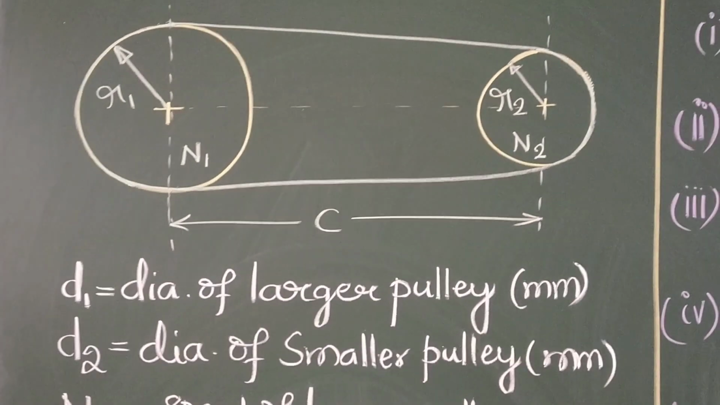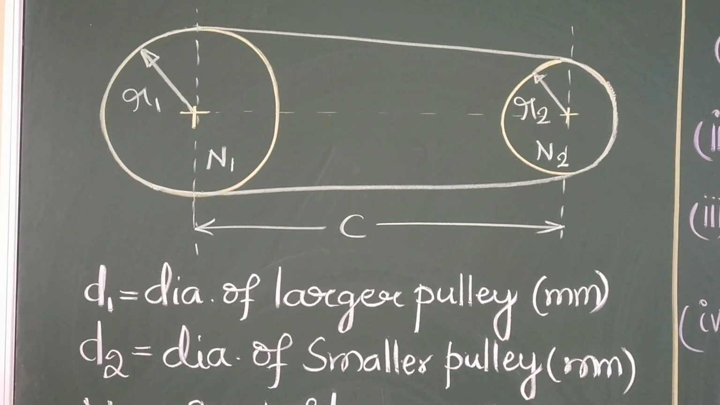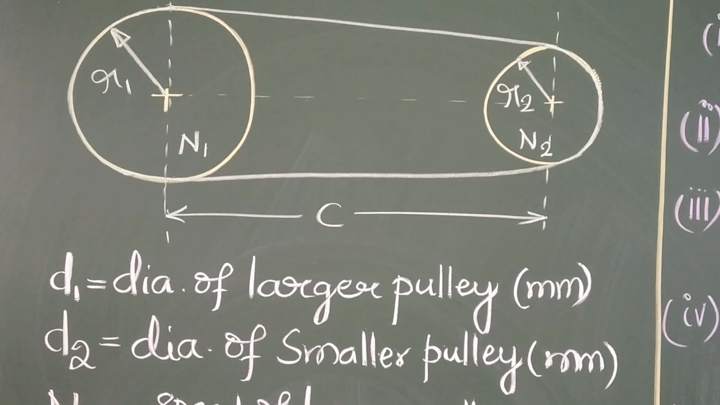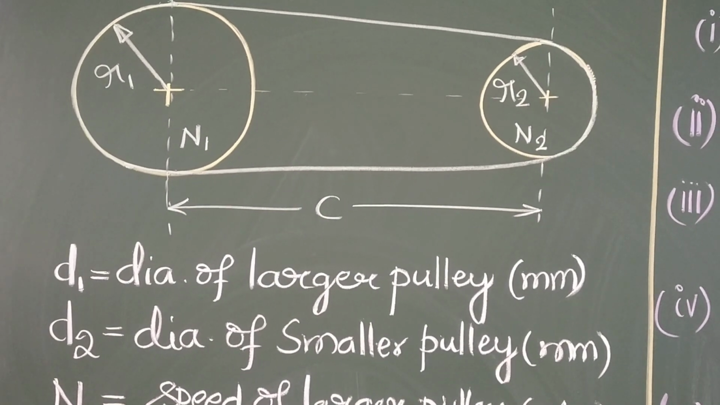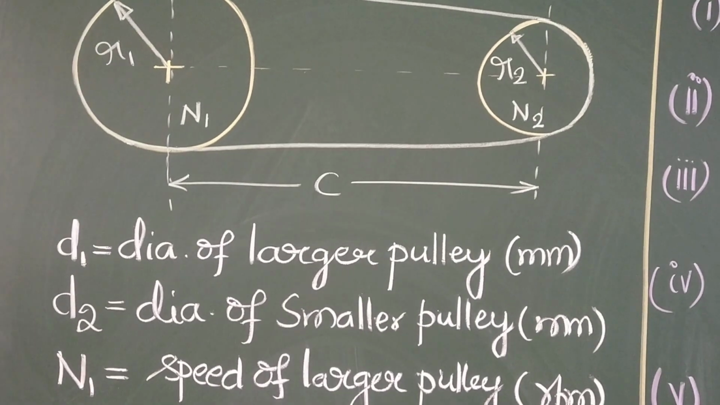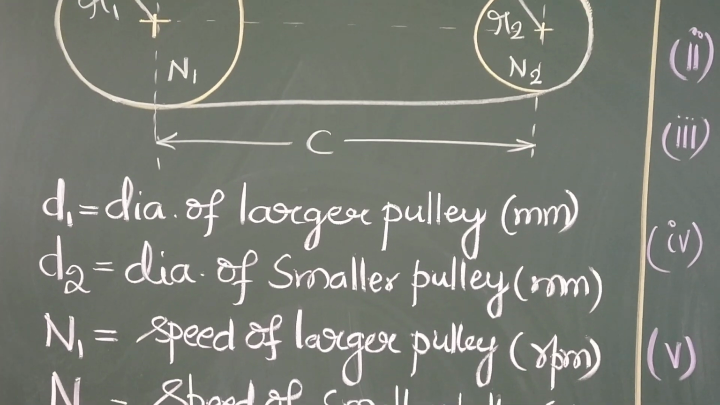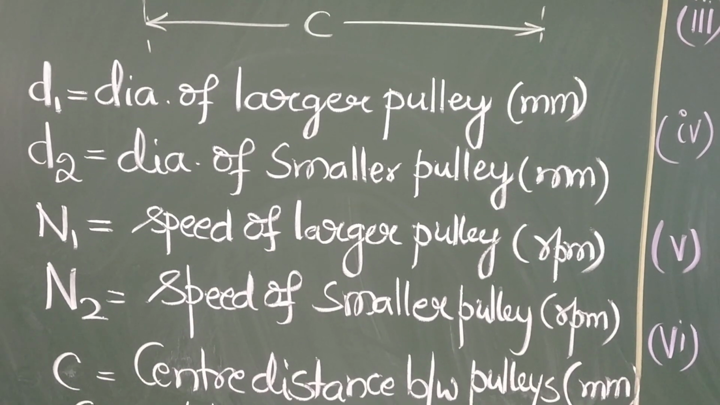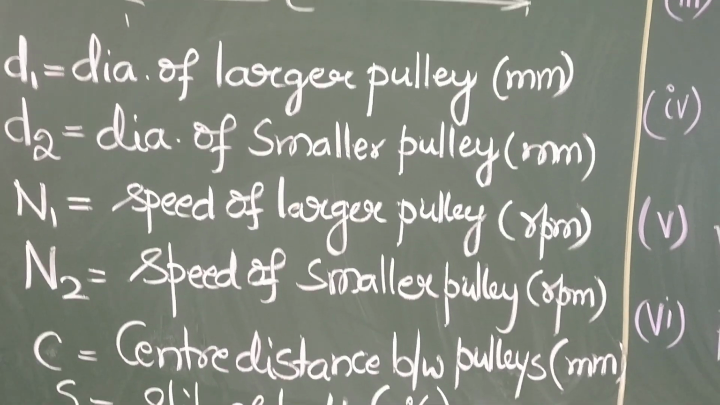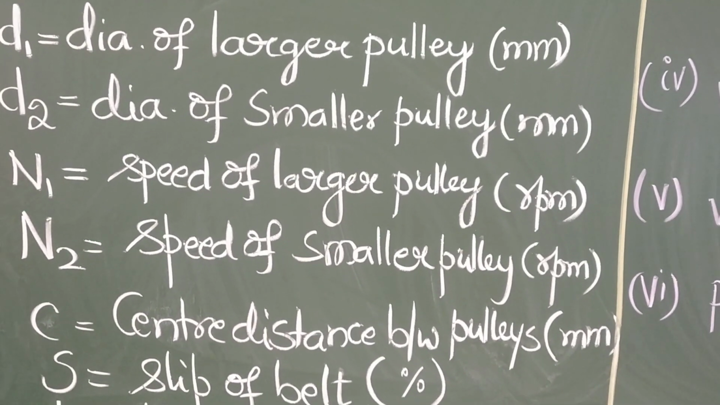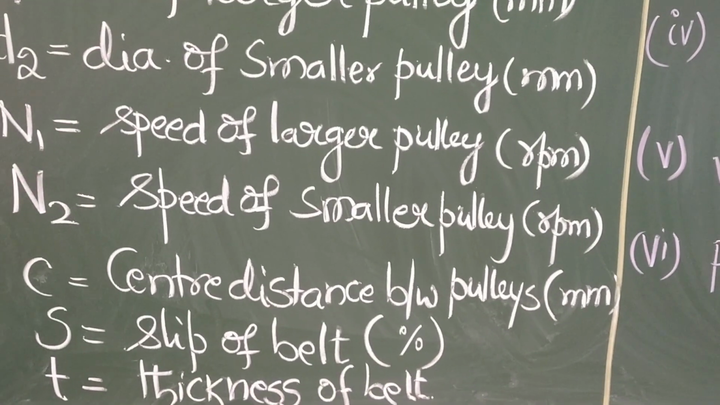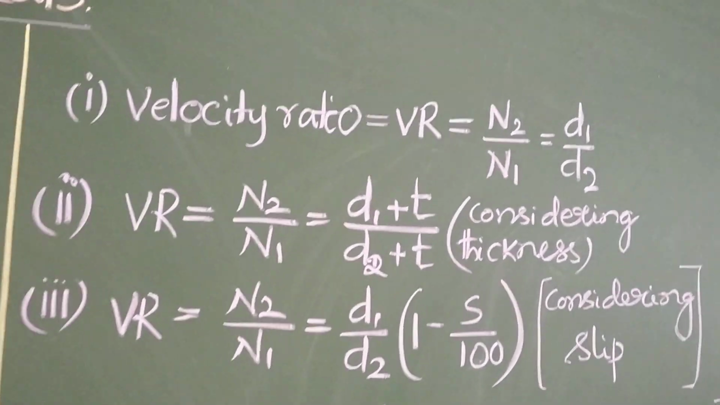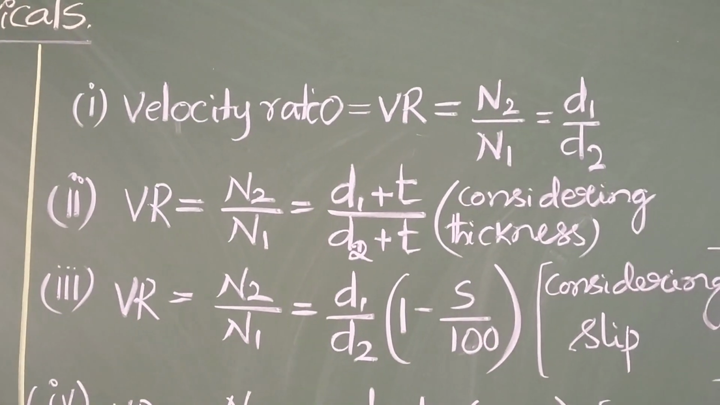Coming to the nomenclature, in the sketch shown above, D1 is the diameter of the larger pulley expressed in millimeter. D2 is the diameter of the smaller pulley expressed in millimeter. N1 is the speed of the larger pulley in RPM. N2 is the speed of the smaller pulley in RPM. C is the center distance between two pulleys in mm. S equals slip of the belt, always expressed in percentage, and T equals thickness of the belt in millimeter.